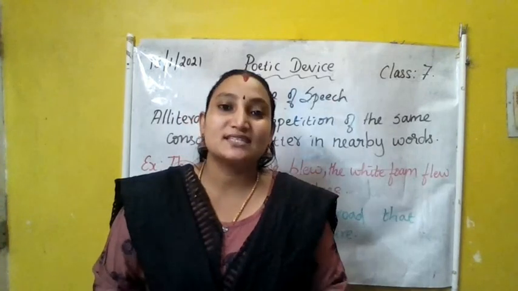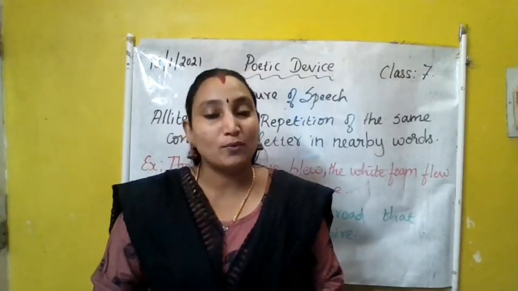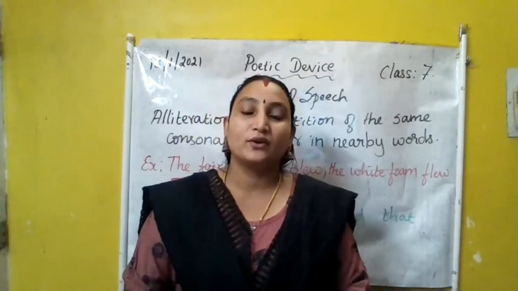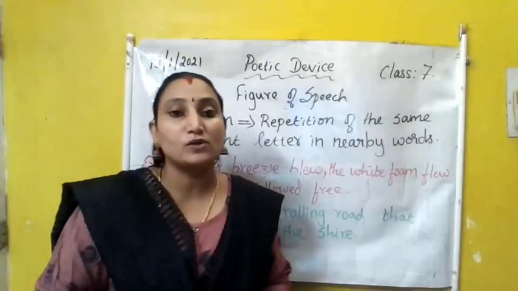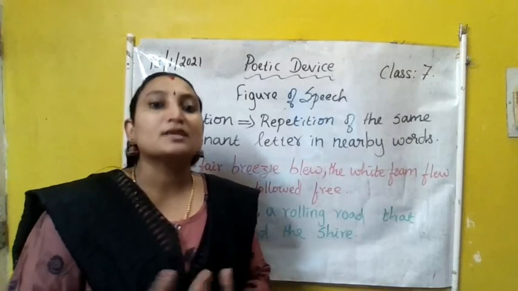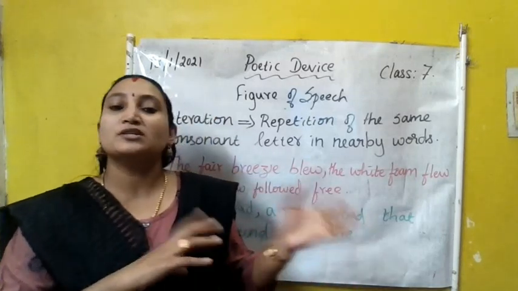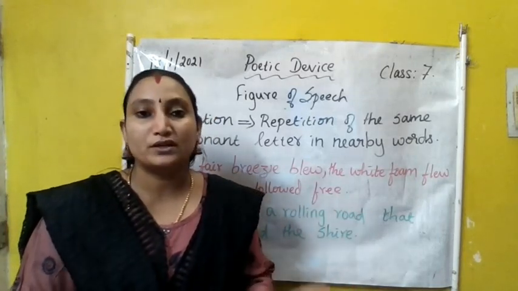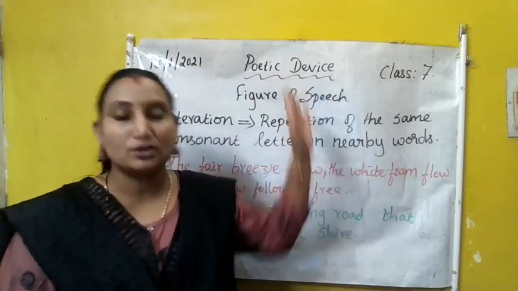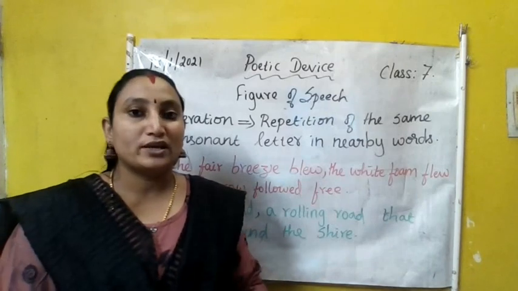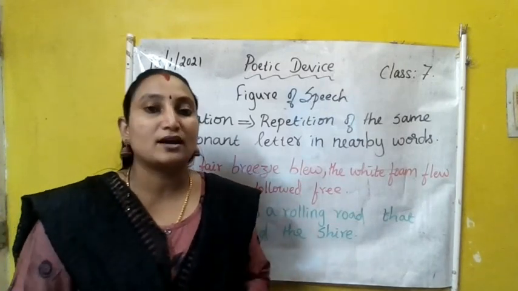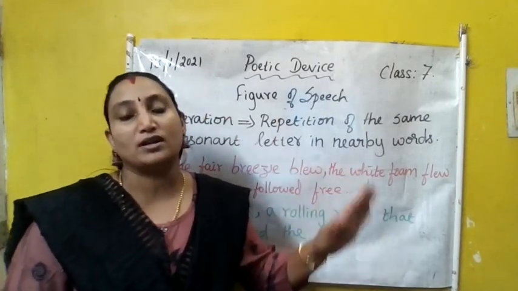So today let's see the poetic devices used in the poem In Time of Drought. What is a poetic device? Poetic device means, in other words, what we call figure of speech. Some of you have the doubt whether figure of speech and poetic device are two different things. It's not two different things. Both are the same only. In the exam, if you are asked to find out the poetic device or figure of speech, don't get confused. Both are the same only.